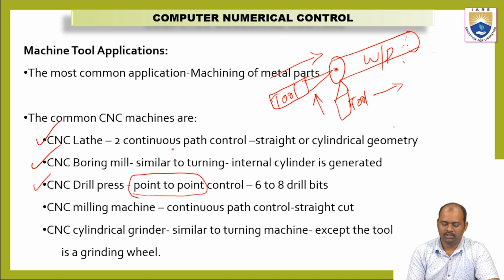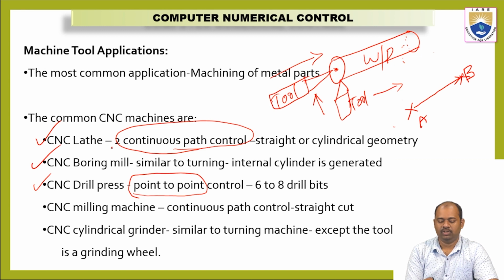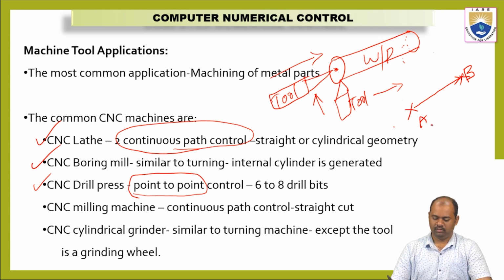See, in the CNC lathe machine, we have seen path control, continuous path control. That means in which way it is traveling from point A to point B. So this entire path has to be controlled in the case of the CNC lathe machine. Now, in the CNC drill, we are considering the point-to-point control method, which indicates we will move the tool from point A to point B.